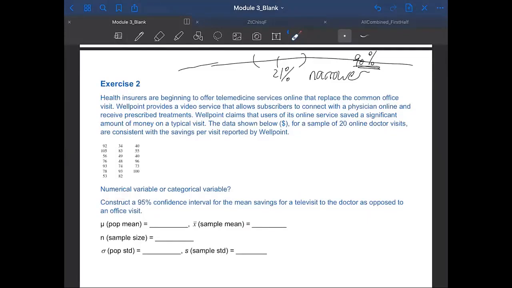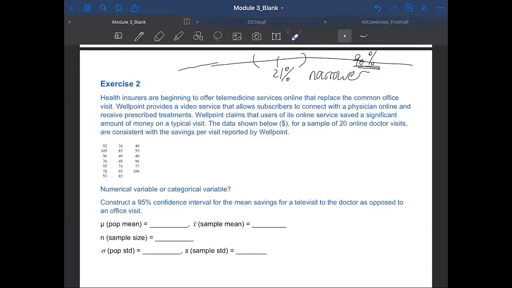Because there's no categories of data. It's just numbers. Well, it's numbers, but the previous example, 21%, those are also numbers, right? 0.21, 0.93, those are numbers too, right? There's no yes, no. There's no categories, because what we are talking about is how much money is being saved, right?